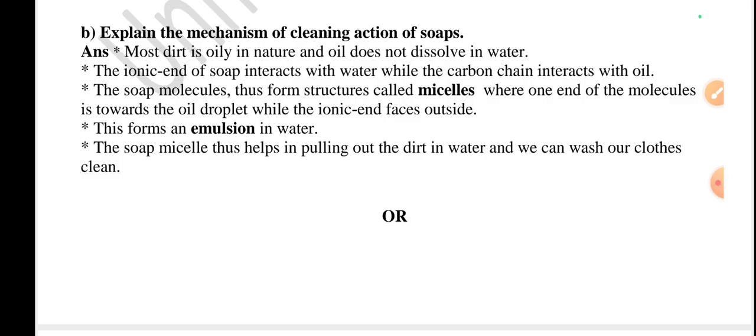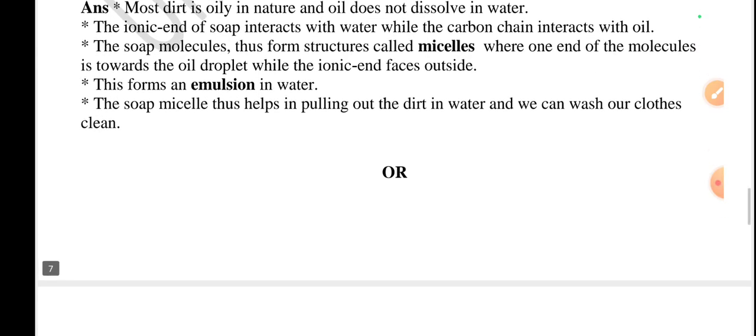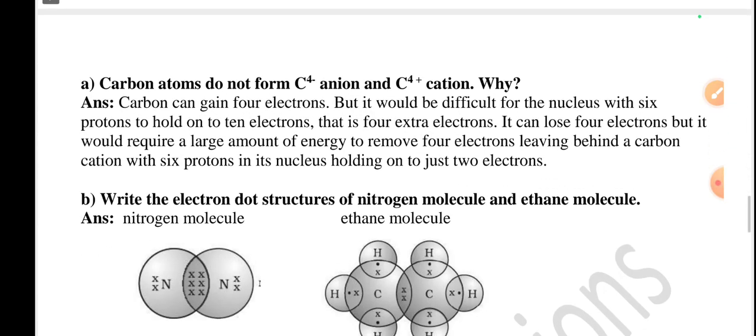Whenever we beat the cloth, or whenever we rinse the cloth, the micelles will come out of the cloth, and whatever water is there, it forms an emulsion. Okay, small particles are formed, those are nothing but micelles. That creates the emulsion. The soap micelles thus help in pulling out the dirt in water, and we can wash our clothes clean.